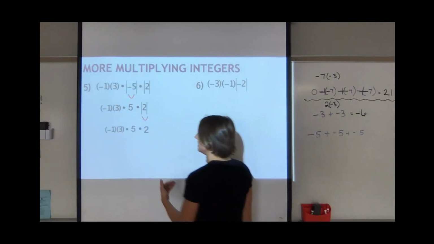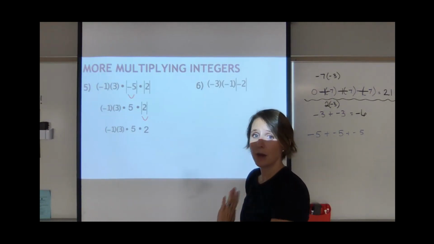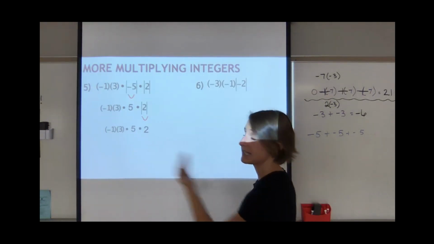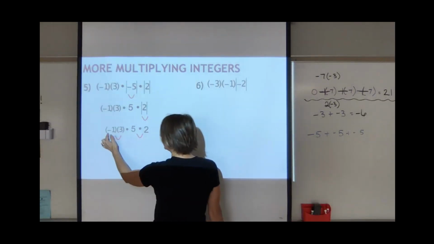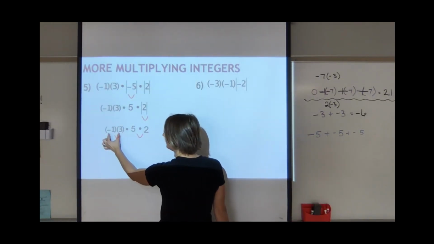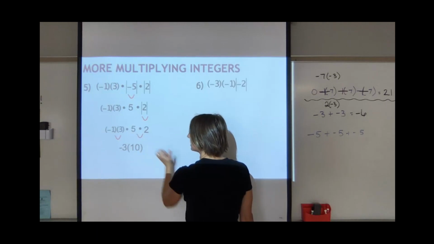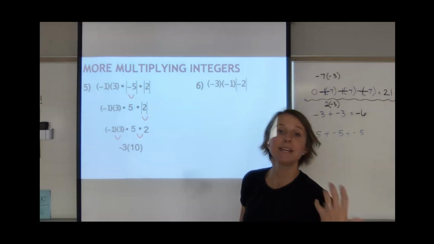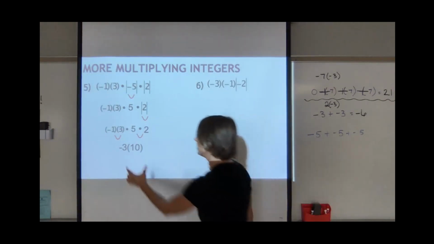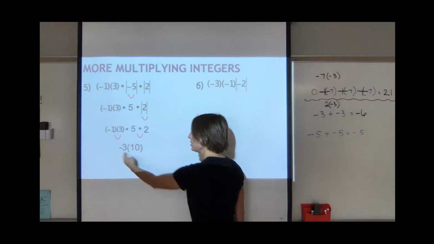Then we start again. I'm left with just multiplication. So I can chunk it, I can work through it however I want because commutative property says the order doesn't matter when you multiply. So I'm going to do negative 1 times 3. Do the signs agree? No. So my answer is going to be negative 3. And then 5 times 2. Do the signs agree? Yes. So it's a positive 10. Negative 3 times 10. Do the signs agree? No. So my answer is going to be negative. And then just go 3 times 10.